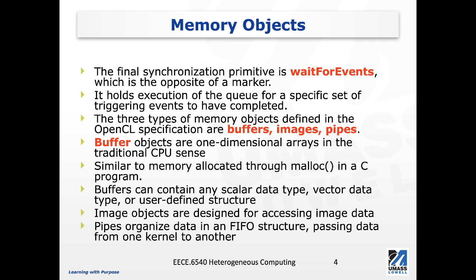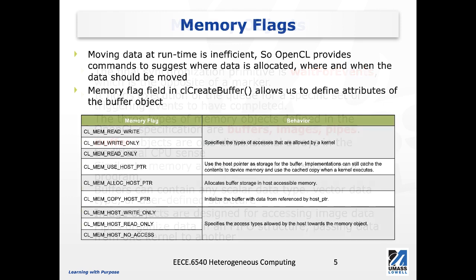Buffers can contain any scalar type data, vector data, or user-defined structures. Images are dedicated buffers designed for accessing image data. The data in the image objects follows a specific format so that the image-related operations can be performed very efficiently. Pipes are used to organize data in a first-in, first-out FIFO structure. We can pass data from one kernel to another kernel. But again, in today's lecture, we're going to talk about buffers exclusively.